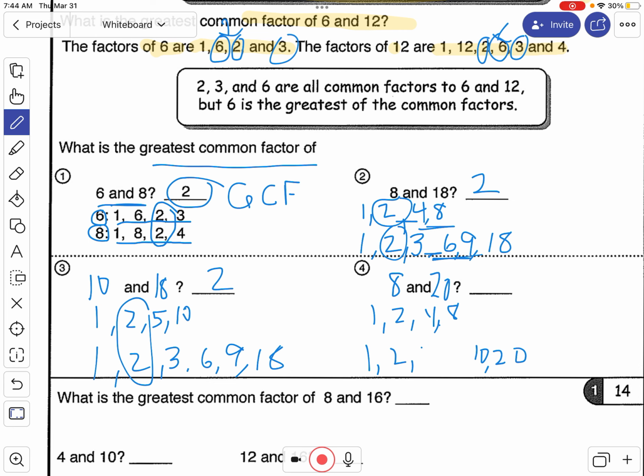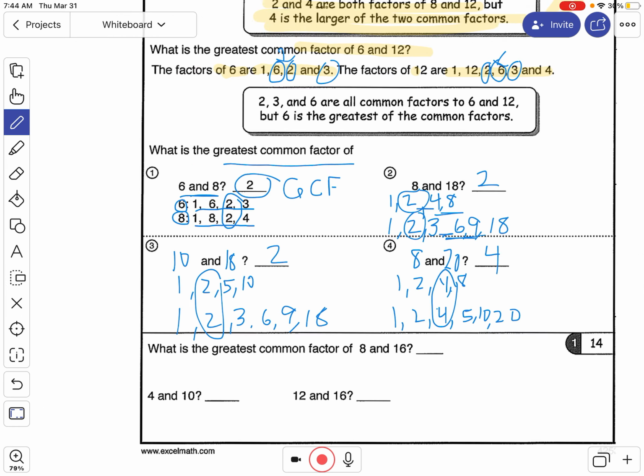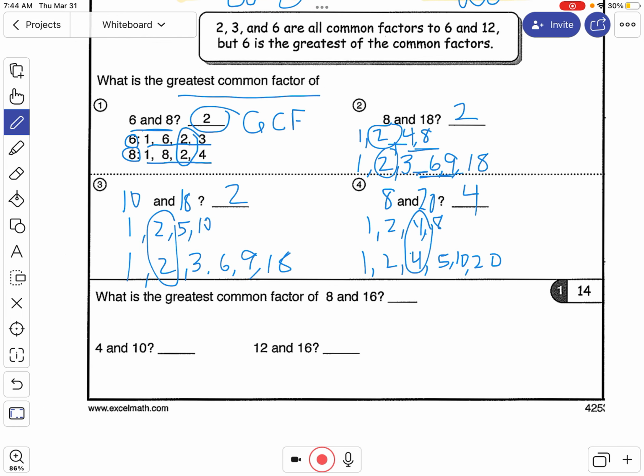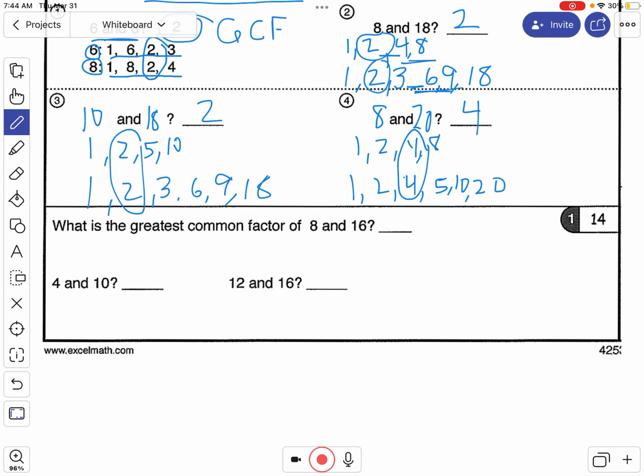And 3 doesn't go into 20, but 4 does. 4 times 5. And there's no numbers in between 4 and 5, so I know I'm done. The biggest number in both lists is 4. There you go. Okay, pause the video, do the checkbox down there, and then turn it back on when you're ready for the answers.